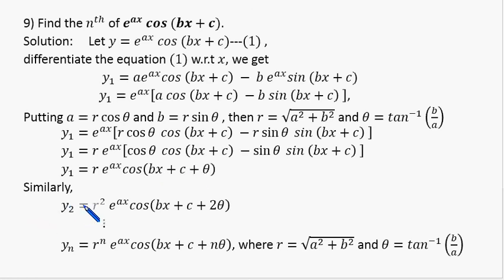Similarly, y2 is equal to r square into e power ax into cos of bx plus c plus 2 theta. So more generally, the nth order derivative of e power ax into cos of bx plus c is equal to r to the power of n into e power ax into cos of bx plus c plus n theta, where r is equal to square root of a square plus b square and theta is equal to tan inverse of b by a.